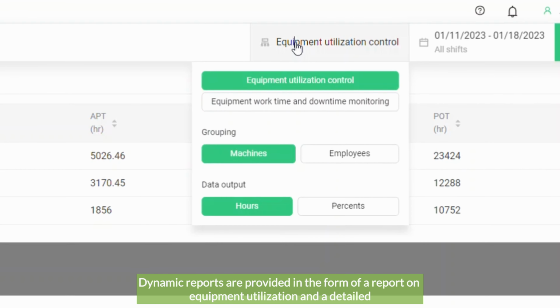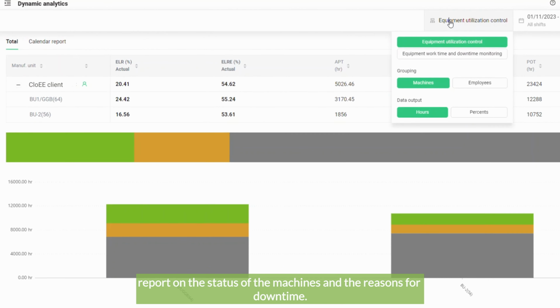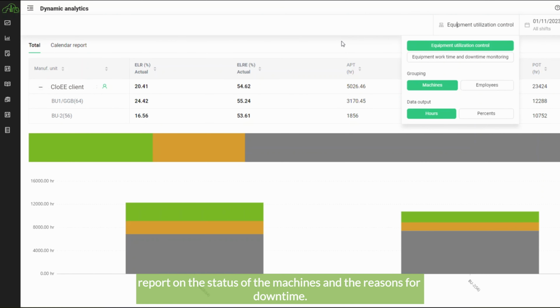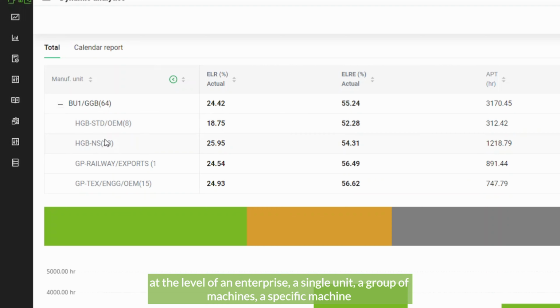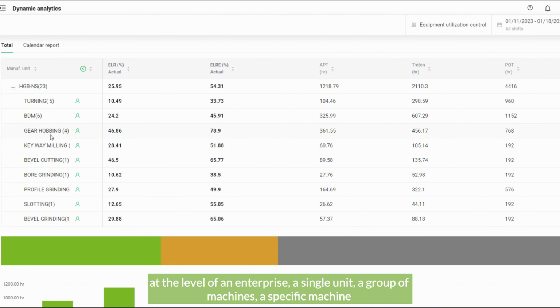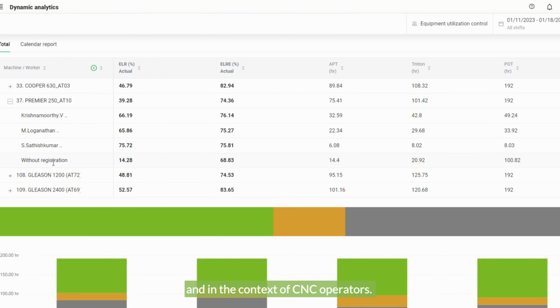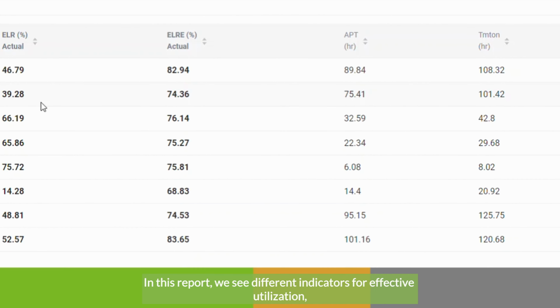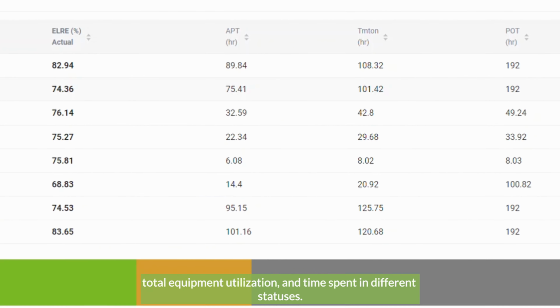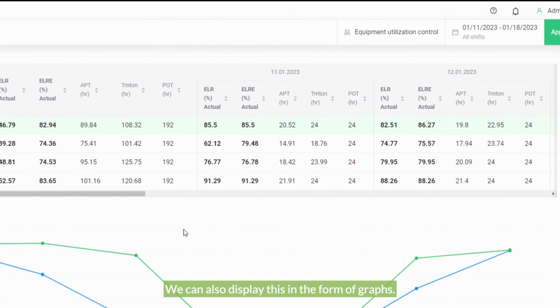Dynamic reports are provided in the form of a report on equipment utilization and a detailed report on the status of the machines and the reasons for downtime. Let's take a look at the equipment utilization report. This report can be provided for different levels: at the level of an enterprise, a single unit, a group of machines, a specific machine, and in the context of CNC operators. In this report, we see different indicators for effective utilization, total equipment utilization, and time spent in different statuses. We can also display this in the form of graphs.